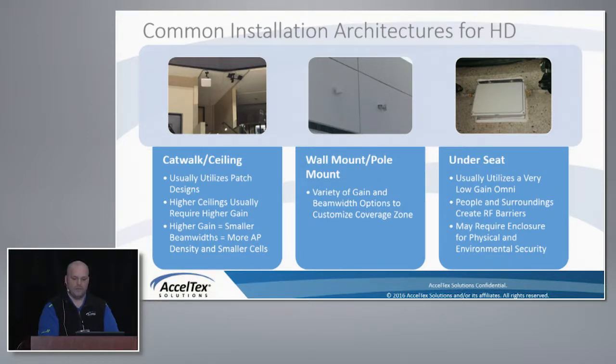Another high density deployment would be an underseat or an auditorium. You might see this in large public venues, stadiums, those types of things. Usually using low gain omnis, using people in the surrounding environment as an RF shield or barriers, if you will. It does require some enclosures to protect the APs, that type of thing.